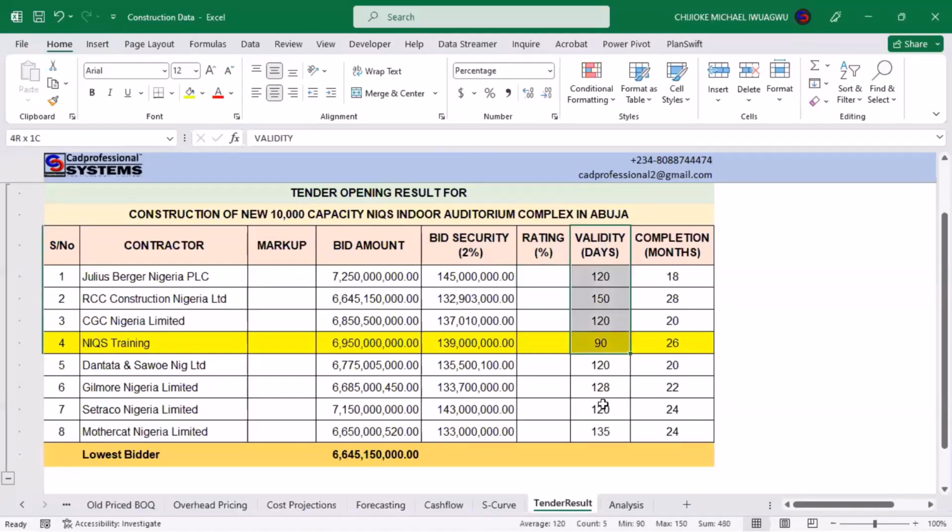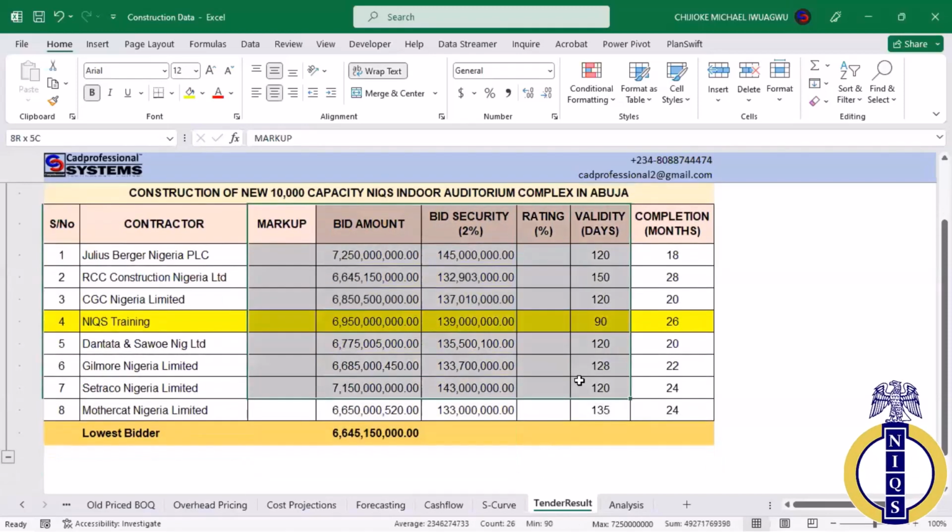And then we talk about validity period. Remember, we talked about validity period on the first day when we began this section. So you also have to take note of everybody's validity period, because most of the time, the longer the validity period, the higher the bid prices will be, because the person would have considered possible inflationary trends within that time frame that you're projecting into. And of course, you talk about also the completion period. So these ones that are missing up here, which are the markup and the ratings, are the things that we have to derive from this data that we have here.